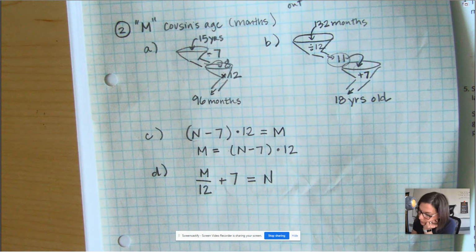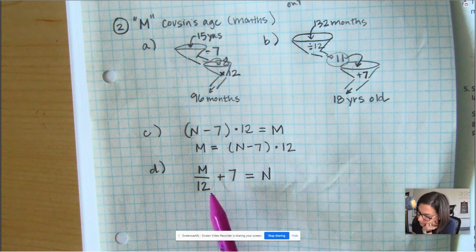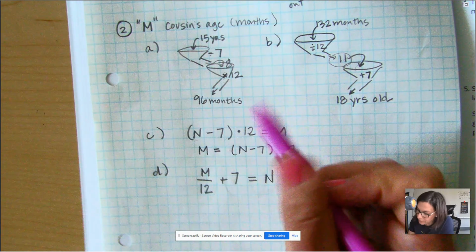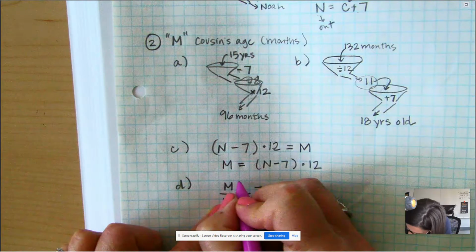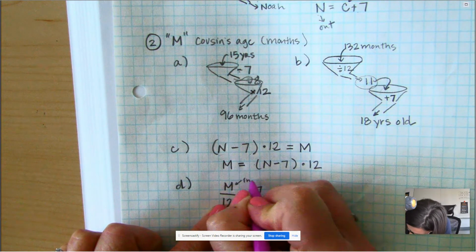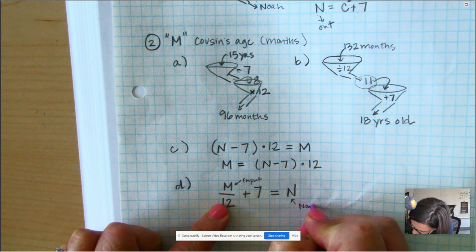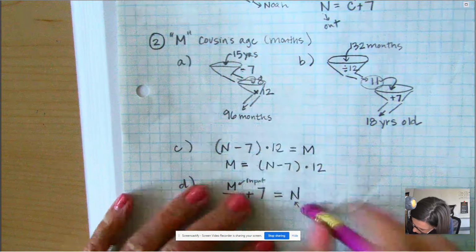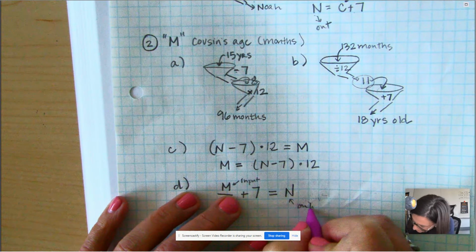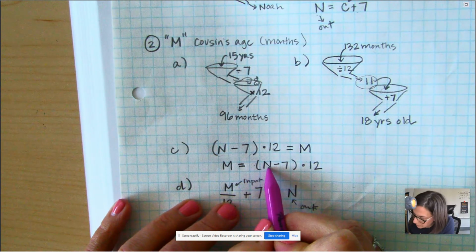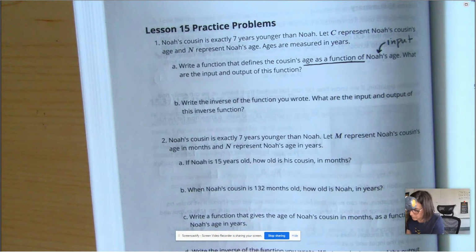So much fun. And look at, you see the opposite? On this one, the input is the cousin's age in months, and the output is Noah's age, what you're trying to calculate. And here the input is Noah's age, and the output is the cousin's age in months. All right.